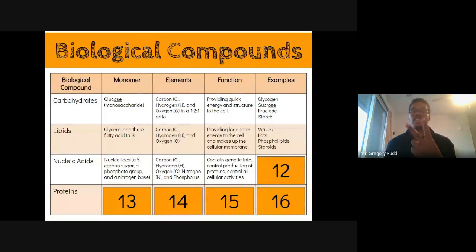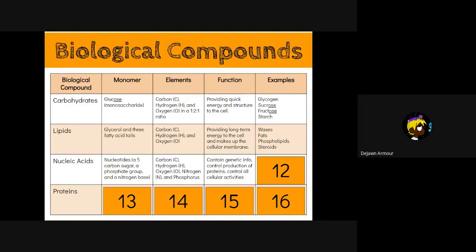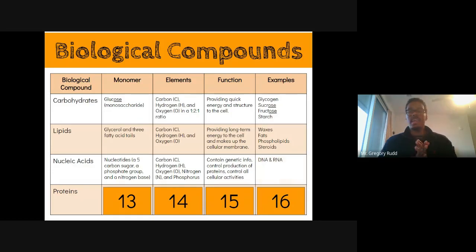Lastly, what are our two examples of nucleic acids? DNA and RNA. Thank you, Dejan. Yep, DNA and RNA. Okay, last row. So what's the monomer of a protein? I'll give you a hint. There are 20 of them. Amino acids. Yes, good. Amino acids are the monomers that make up proteins.